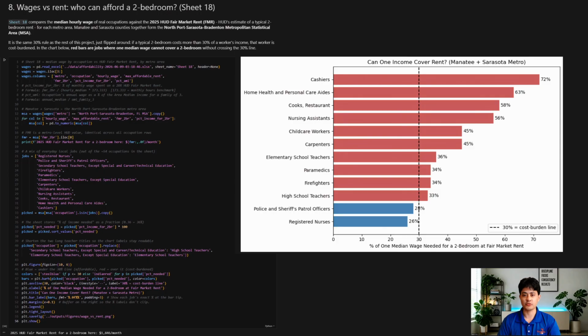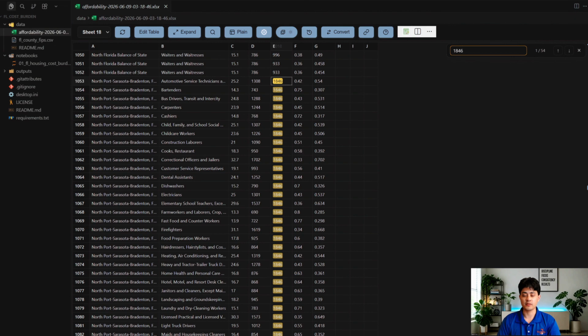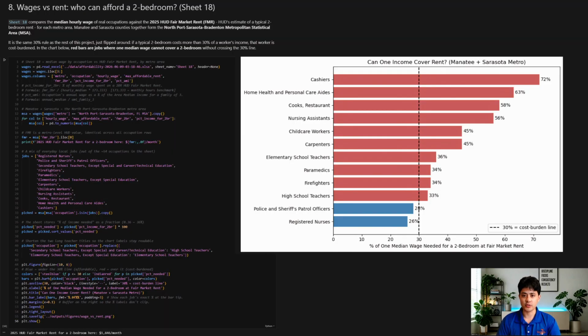And next, we transition from geographical areas to wage realities and household vulnerability in cells 18 through 20. In cell 18, we compare median local hourly wages against the 2025 HUD fair market rent of $1,846 a month for our specific metropolitan statistical area. The resulting bar plot reveals a stark reality. Any occupation colored in red represents a single median wage earner who is automatically cost burdened trying to afford a standard two-bedroom unit. Essential workers like paramedics, firefighters, and elementary school teachers are spending well over 30% of their income on rent.